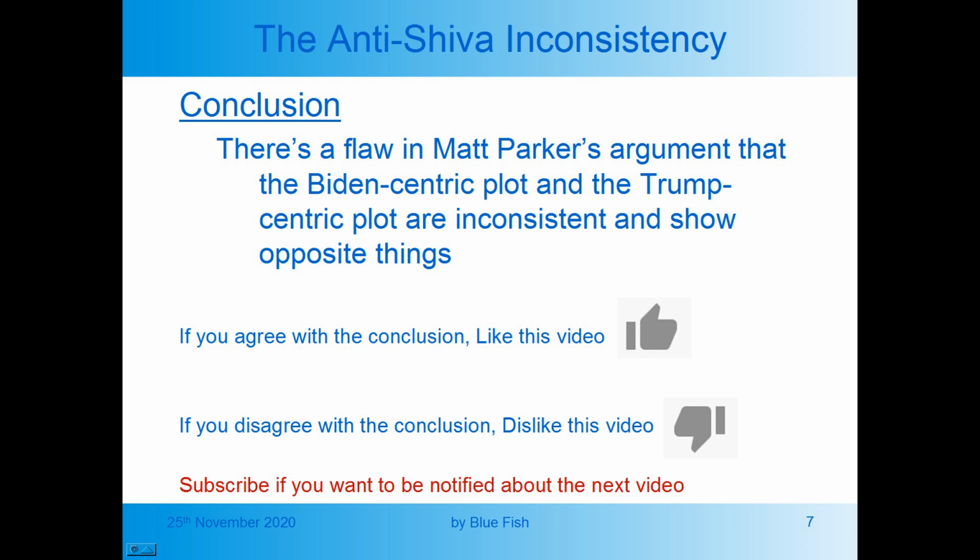So here's the conclusion. There's a flaw in Matt Parker's argument that the Biden-centric plot and the Trump-centric plot are inconsistent and show opposite things.